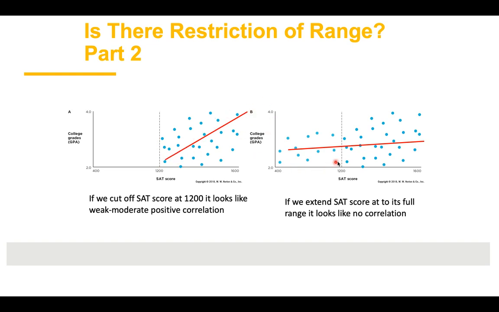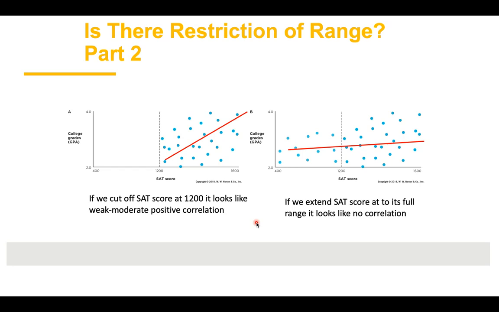relationship. If we then expand our range on the SAT score to the full range, then we look like zero correlation. We look like nothing, right? Nothing is going on here. So the restriction of our range completely changes our conclusions about this relationship between GPA in college and high school SAT score. So we have to be careful.